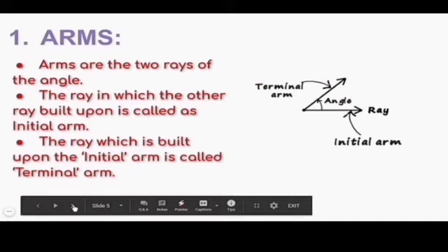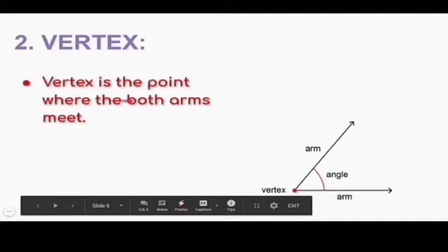Now we're going to see what the vertex is. The vertex is the common point where both arms meet. You can see this is the initial arm and this is the terminal arm, or this is a ray and this is a ray, and they each have an endpoint. A ray has an endpoint and on the other side it just extends forever. They meet at a point, which helps to form an angle between them. The common point where both arms or both rays meet is called the vertex.